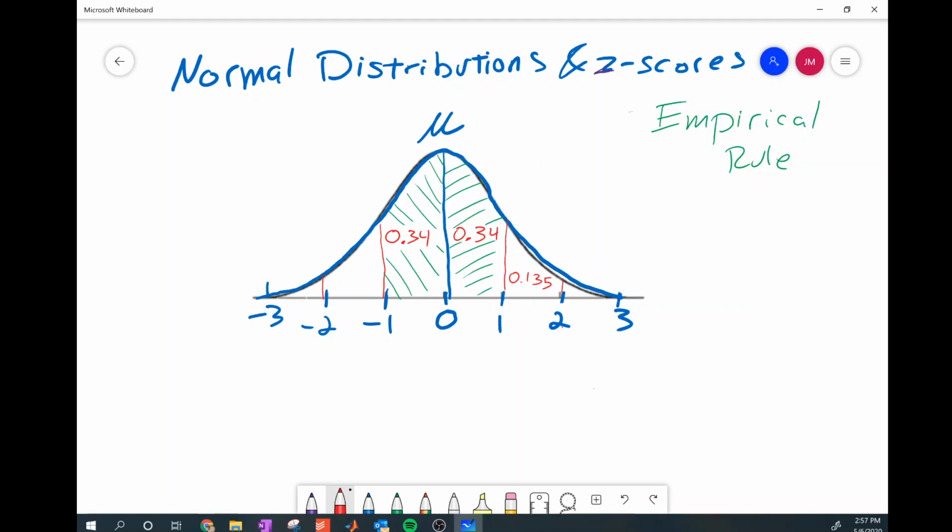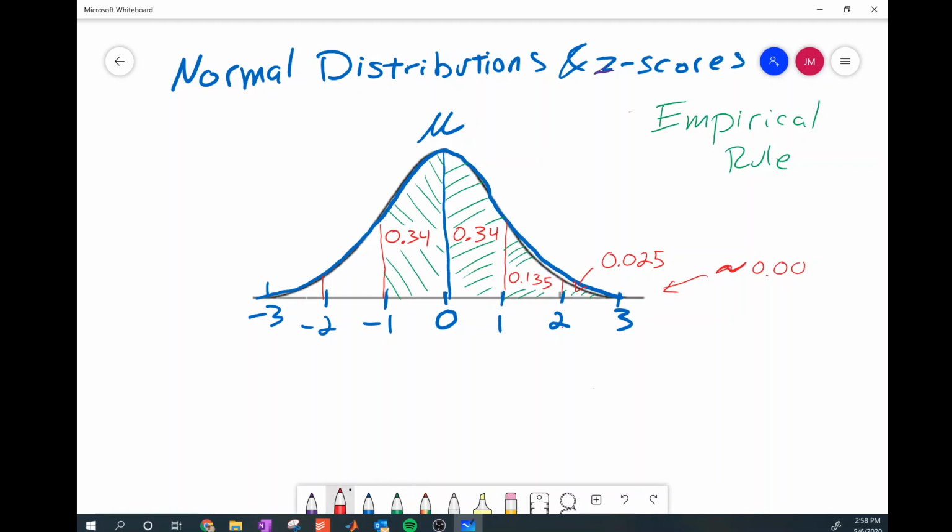And the area between 2 and 3 is 0.025. And if you ever wanted to know the area after 3, it's going to be approximately 0.00. Technically, you can have something happen that's really far away from the mean, but the probability of that happening is really, really small.